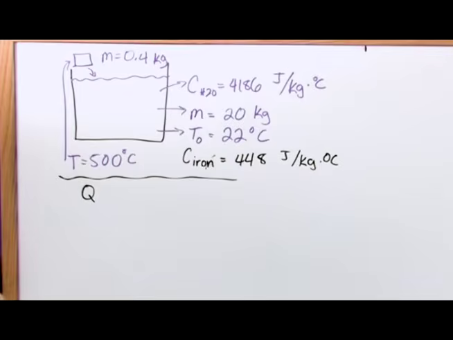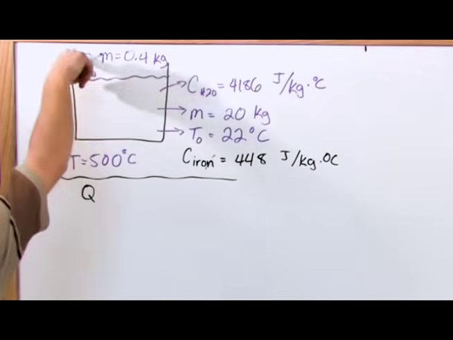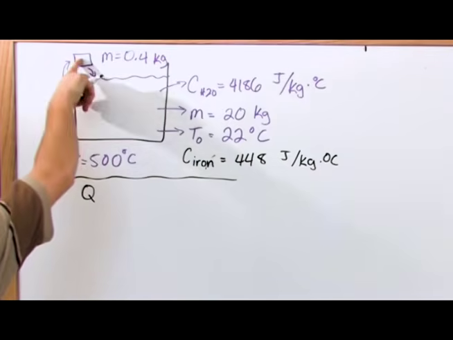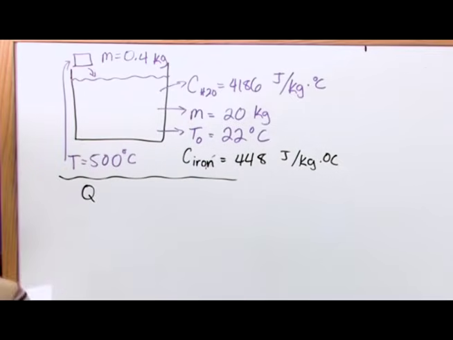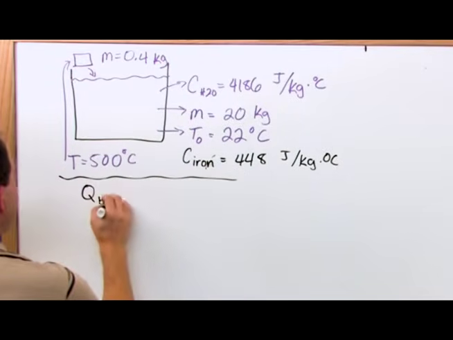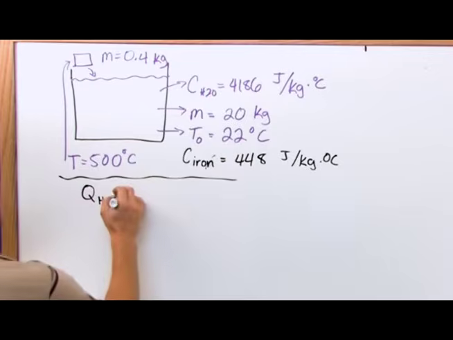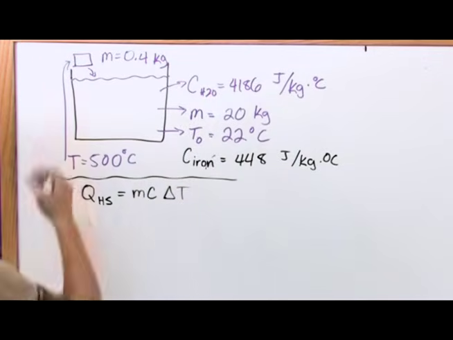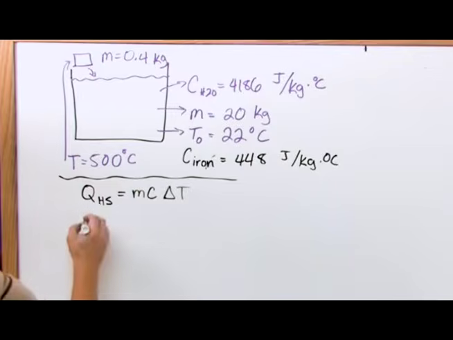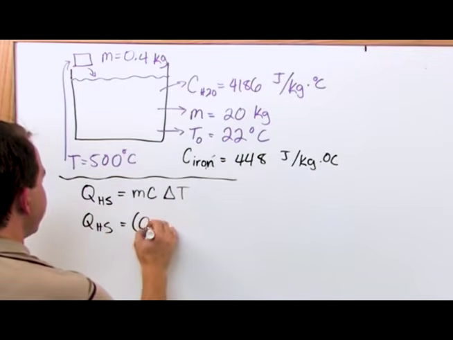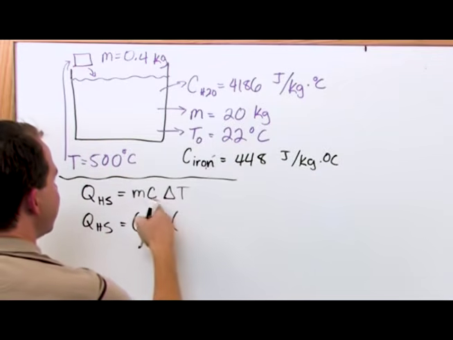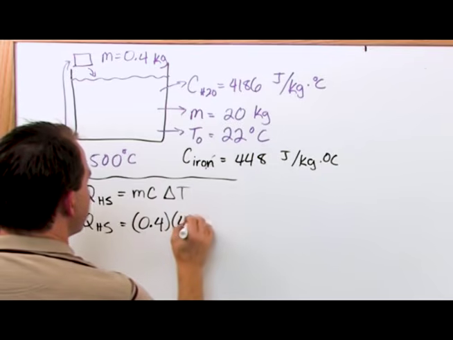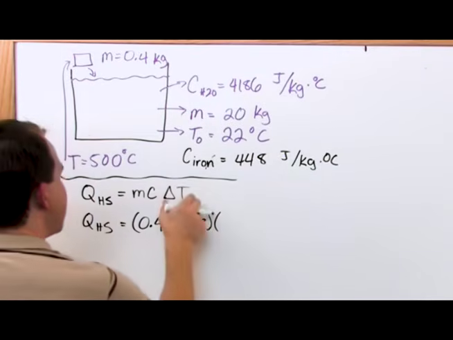The heat liberated by this horseshoe, because you're going to put it in the water, and heat is going to leave the horseshoe. Heat going away from the horseshoe is going to be mass times the specific heat times the change in temperature of the horseshoe. So the heat leaving the horseshoe is going to equal the mass of the horseshoe, 0.4, times the specific heat of the horseshoe, 448, times the delta T.